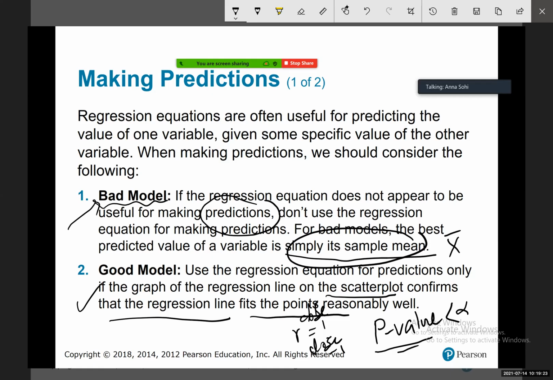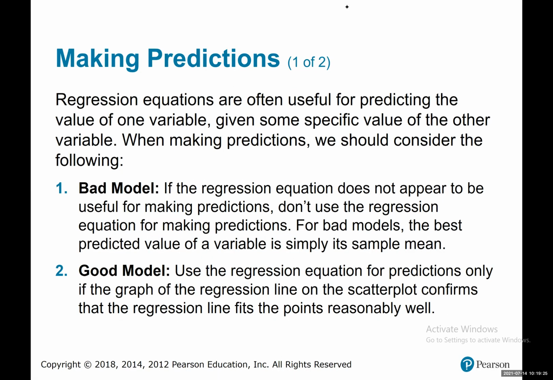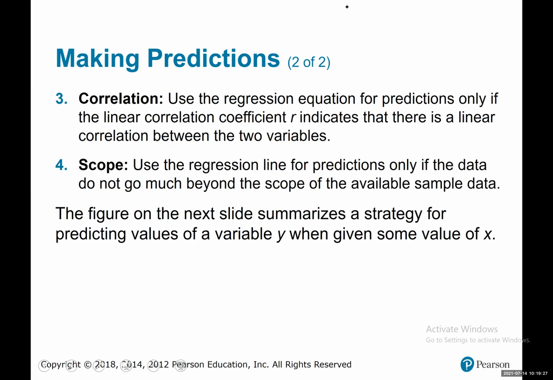So we're going to do some examples with that. You already have the calculator command, so we're just going to use the examples. Correlation: use the regression equation for prediction only if the correlation coefficient R indicates that there is a linear correlation. And scope: use the regression line for prediction only if the data do not go much beyond the scope of the available sample data.